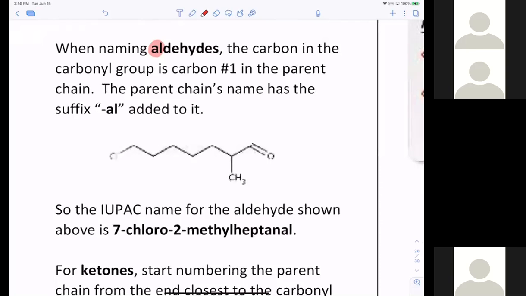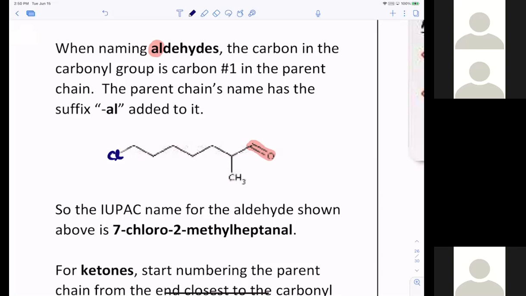I see a carbonyl group, the C double bond O, and it's at the end of a chain. So that's an aldehyde. Well, then how many carbons are in the parent chain there? It's a little bit unclear. This thing at the end is a chlorine atom. You might want to fix that.